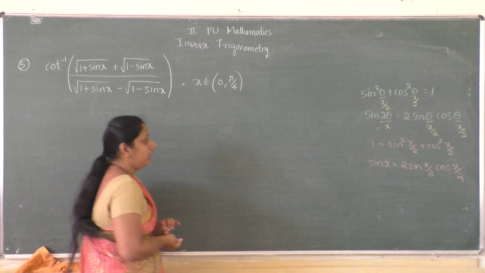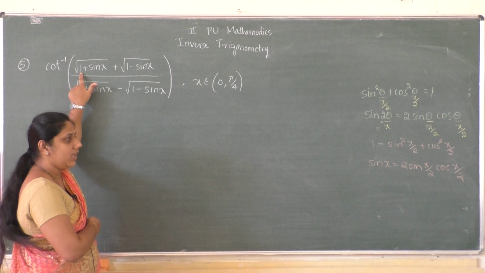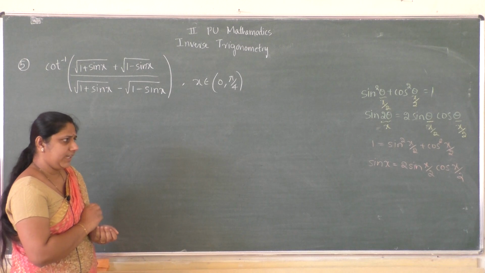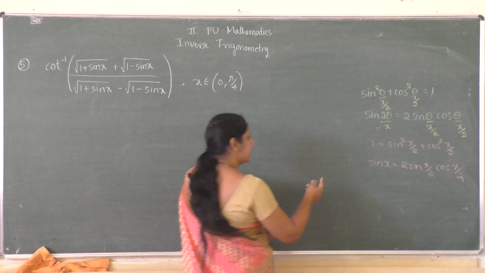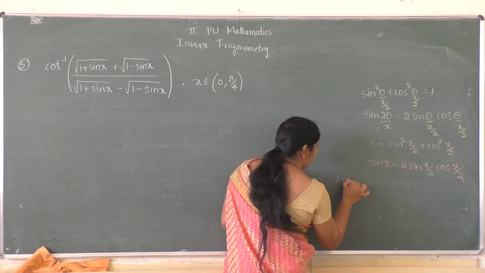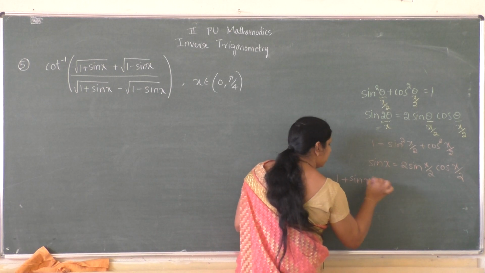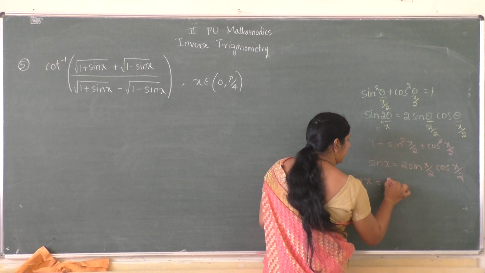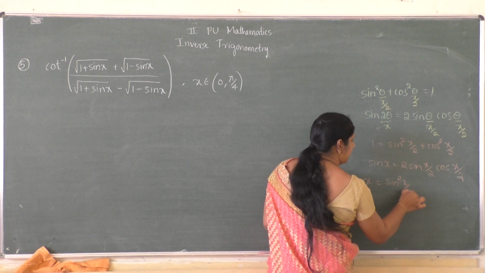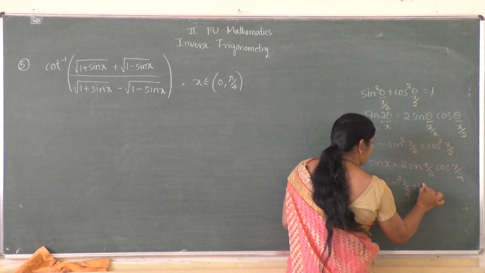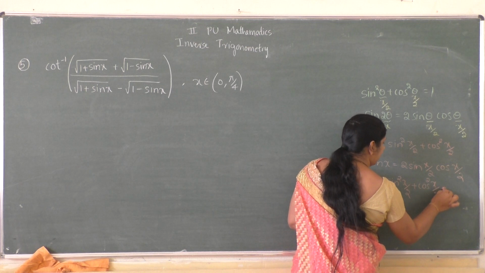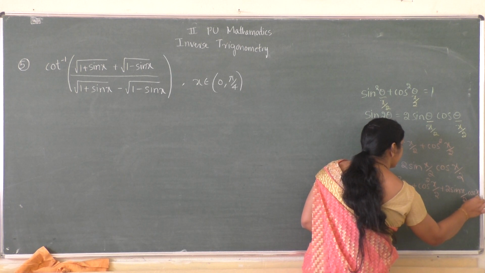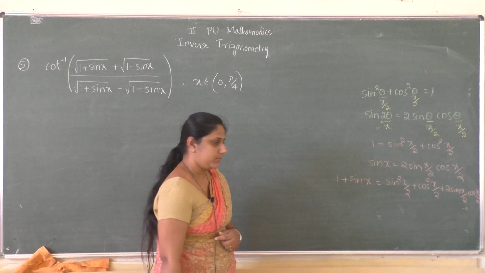So now here in the place of 1 we have to write sin square x by 2 plus cos square x by 2, and in the place of sin x, 2 sin x by 2 cos x by 2. Let us combine both. So what is the value of 1 plus sin x? See, 1 is sin square x by 2 plus cos square x by 2 plus 2 sin x by 2 cos x by 2.